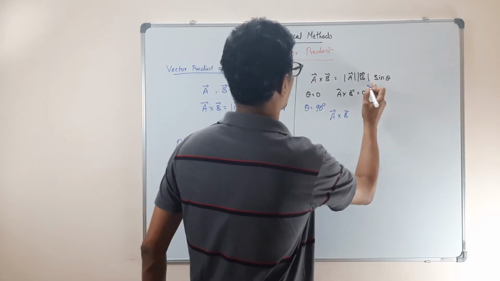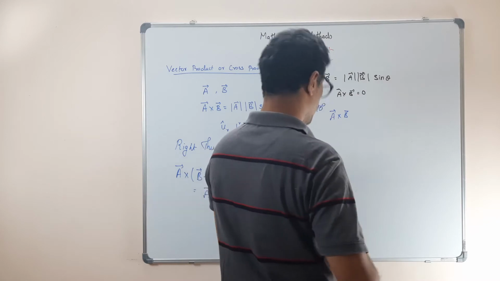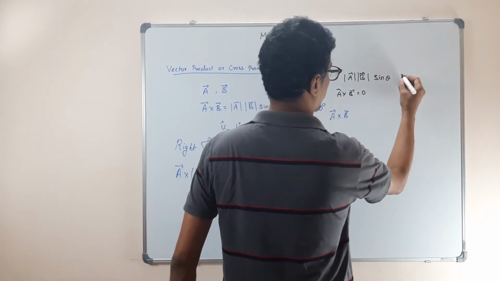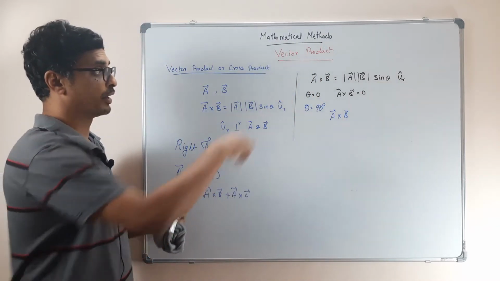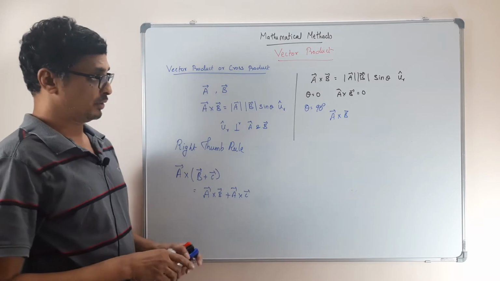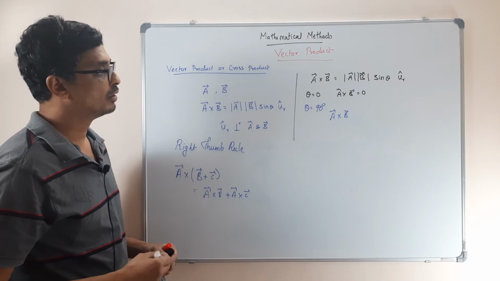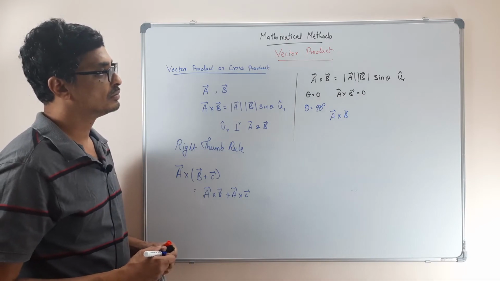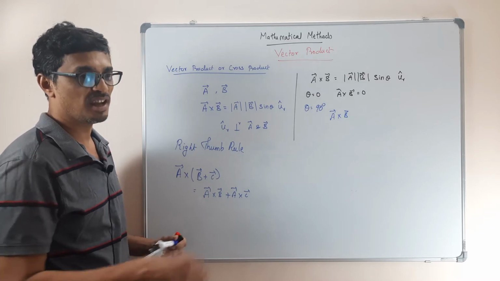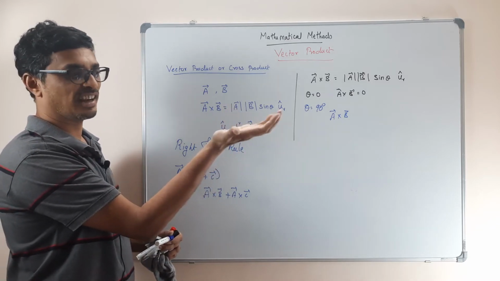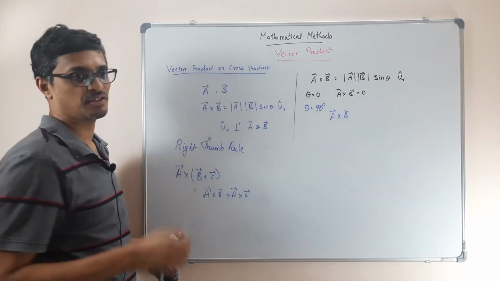Yeah, I forgot to write down the direction. This is wrong. What you have to write is: this is a scalar, this is a vector product, and this is a vector. So I call it u_r cap, which is a direction perpendicular to A and B. And what is the direction? Use the right thumb rule. But there will be two directions perpendicular to A and B, right? One direction is A cross B, another direction is B cross A. So two directions you'll have.